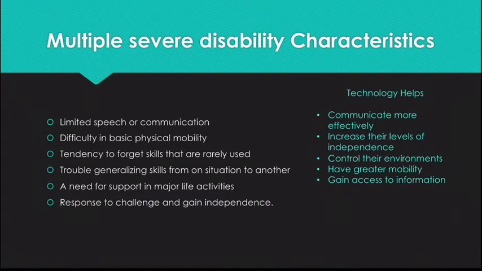So, multiple severe disability characteristics. I've listed here all the characteristics, which are limited speech or communication, difficulty in basic physical mobility, tendency to forget skills that are rarely used, trouble generalizing skills from one situation to another, a need for support in major life activities, response to challenge, and gain in independence. I also noted that technology was stated to be a massive help for multiple severe disabilities, so I've listed the reasons that technology also helps.